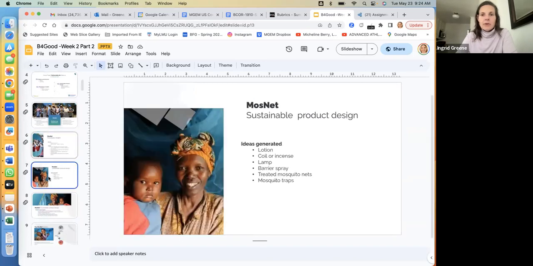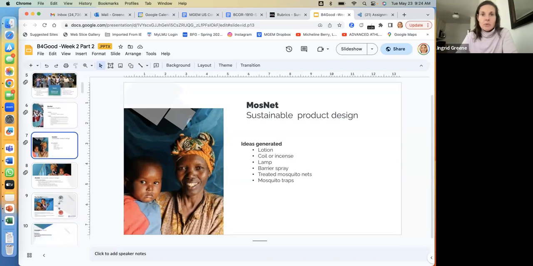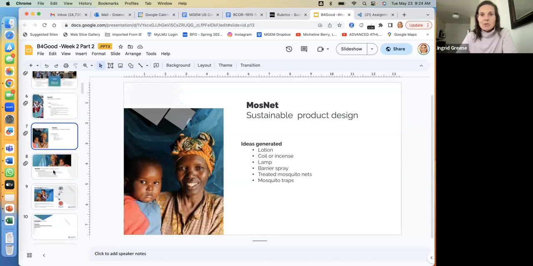And then we have our sustainable product design. This is where you brainstorm ideas. Before the mosquito net got to their final product, they came up with ideas like a lotion, a coil, a lamp, a barrier spray, finally the nets and the mosquito traps. So tell us what else you thought of when you were doing your research, right? People, when they come up with products, they spend 90% of their time brainstorming and researching, and really 10% actually developing the product, they say.